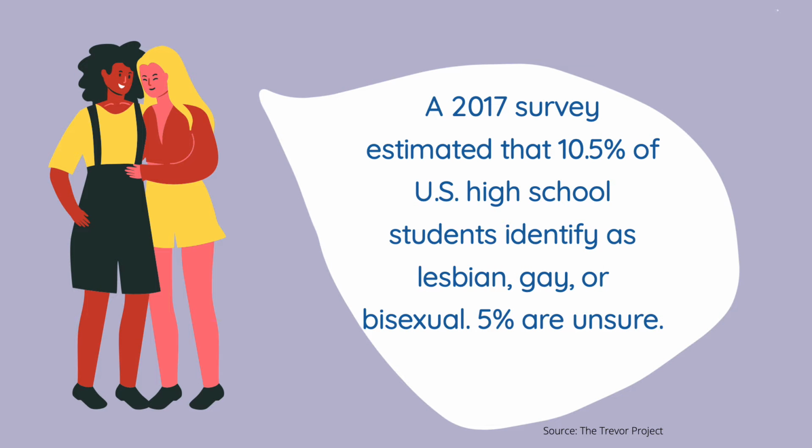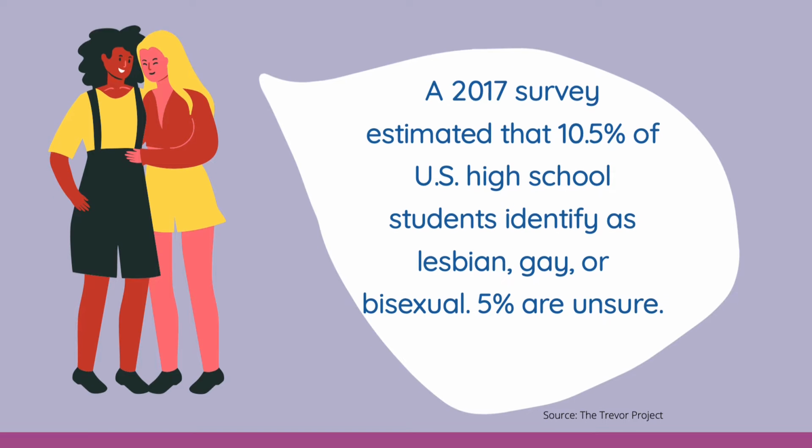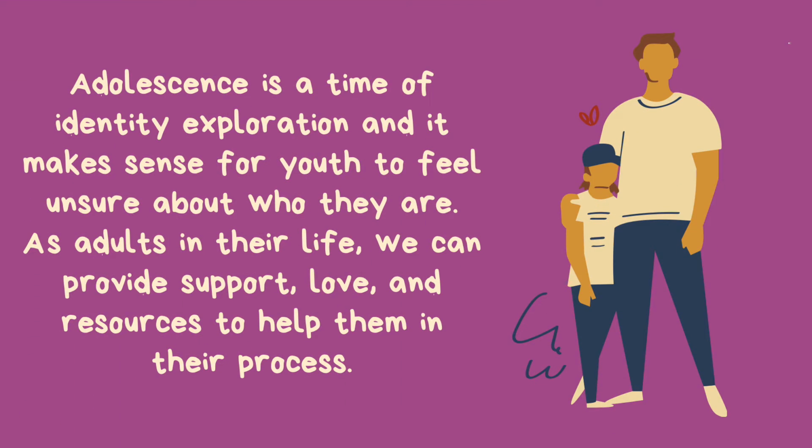A 2017 survey estimated that 10.5% of U.S. high school students identify as lesbian, gay, or bisexual. 5% are unsure. Adolescence is a time of identity exploration, and it makes sense for youth to feel unsure about who they are. As adults in their life, we can provide support, love, and resources to help them in their process.